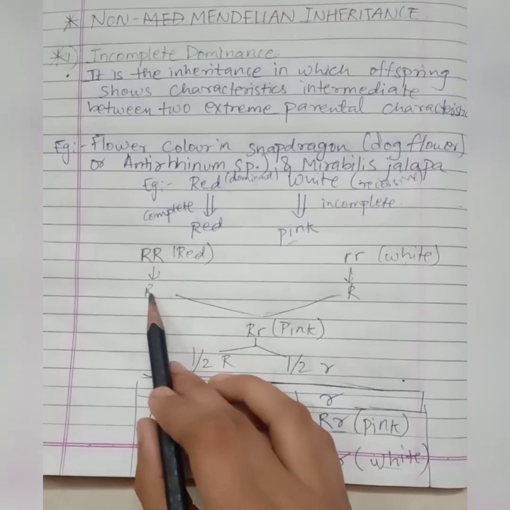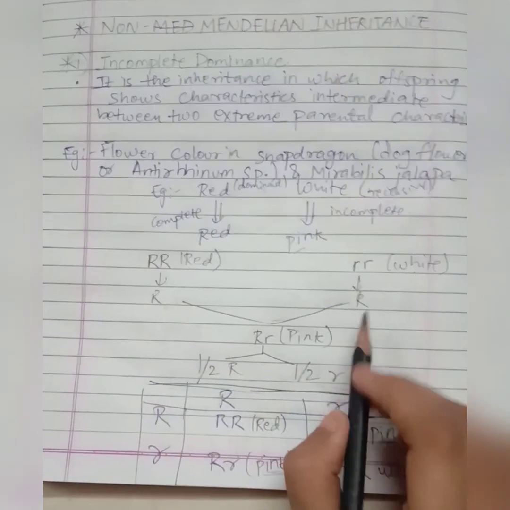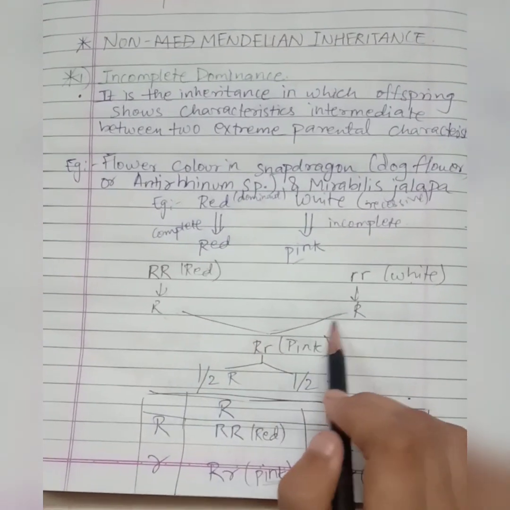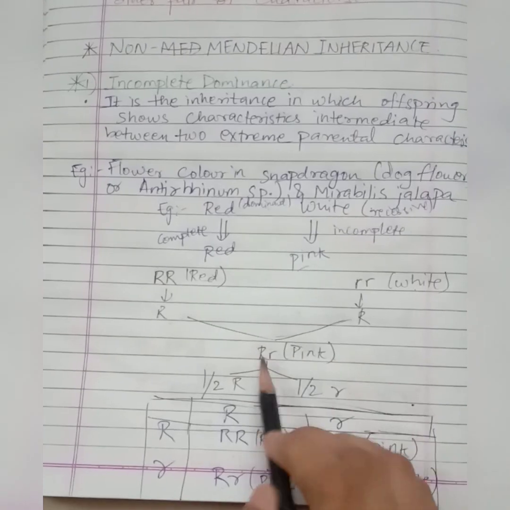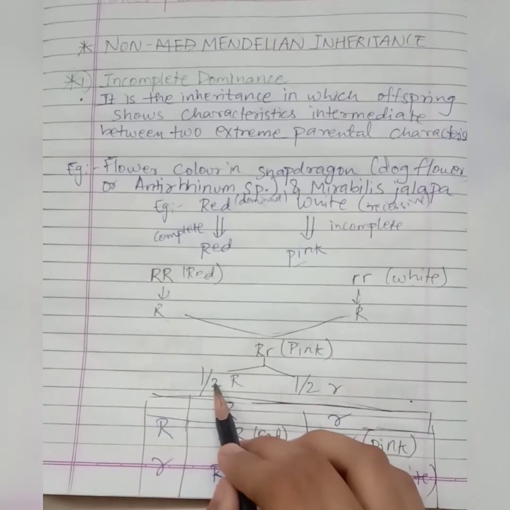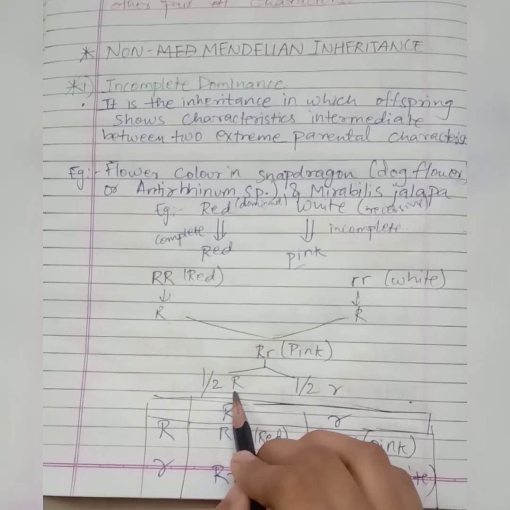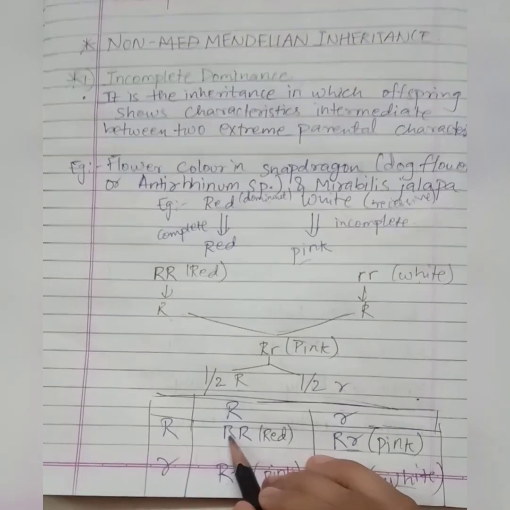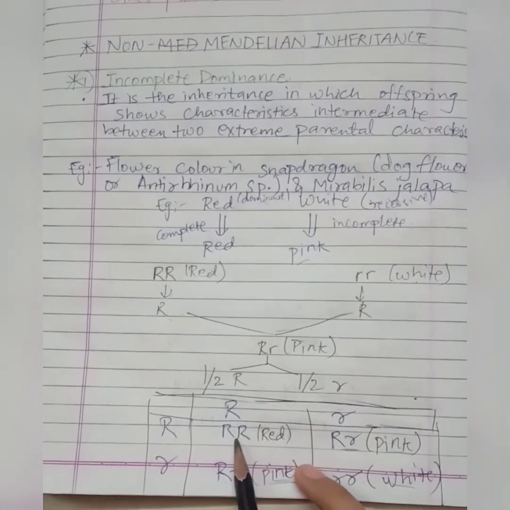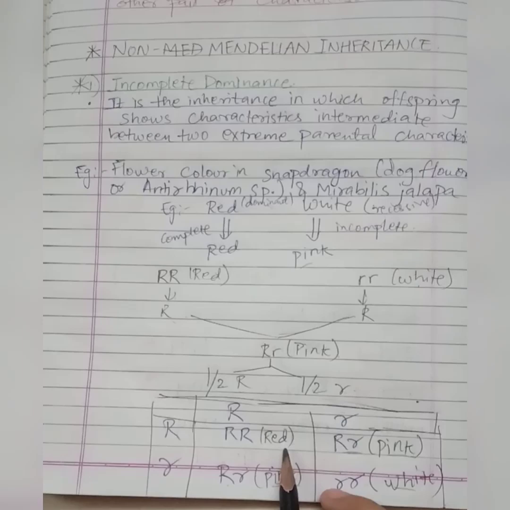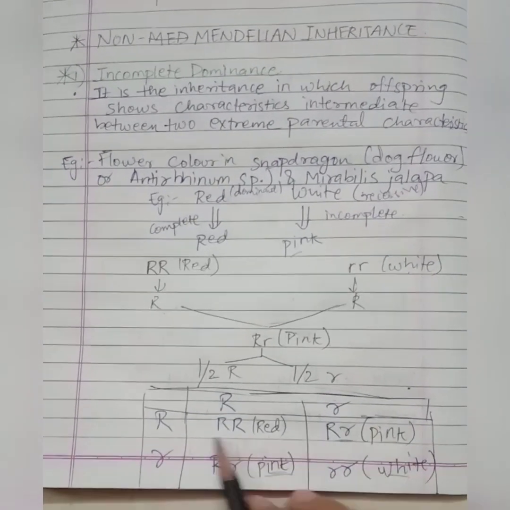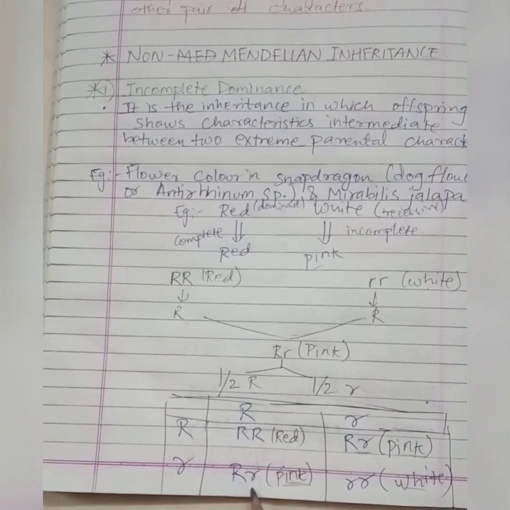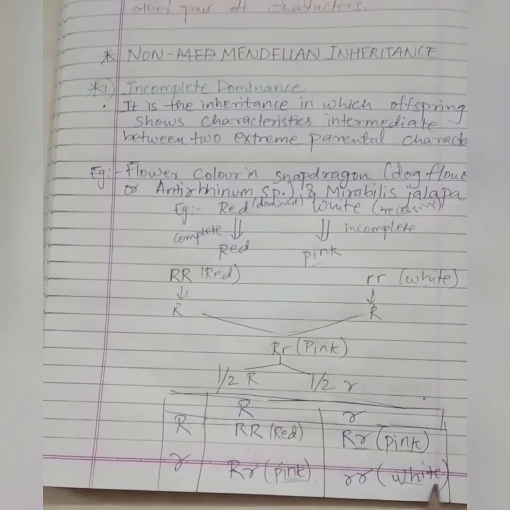So here we have taken red, which is capital R, and small r, white. If we hybridize these together, we'll get pink. In this we have half characters of capital R, which is red, and half characters of small r. So if we see the Punnett square over here for this example, capital R capital R will give us red, capital R small r will give us pink, and capital R small r will again give us pink, and small r small r will result in white.